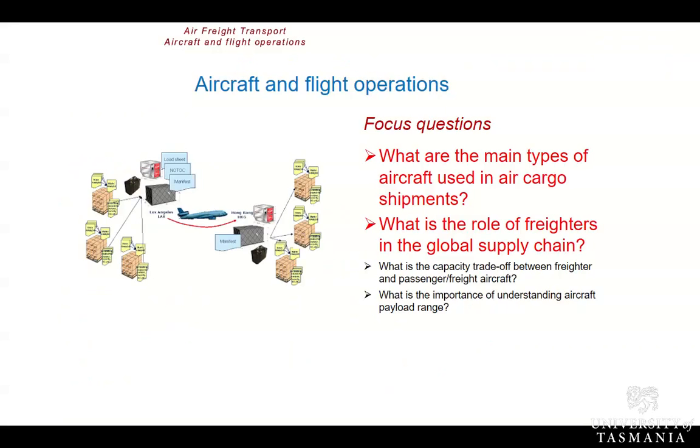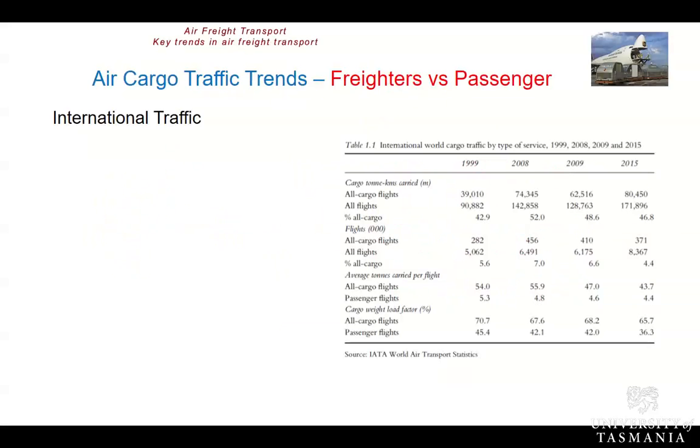The next part is going to cover off on our first two focus questions, which are what are the main types of aircraft used in air cargo shipments, and what is the role of freighters in the global supply chain. Now, I'm going back to a slide that I shared back in lecture 3 because I think it highlights an important point when we start talking about freighters.